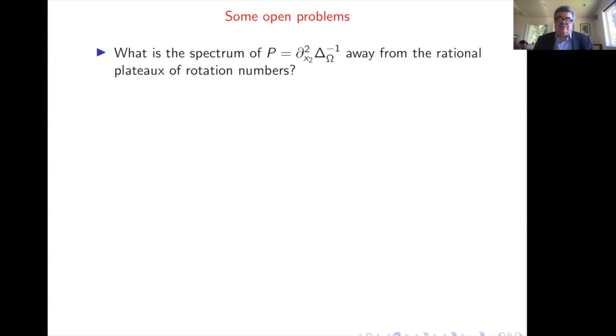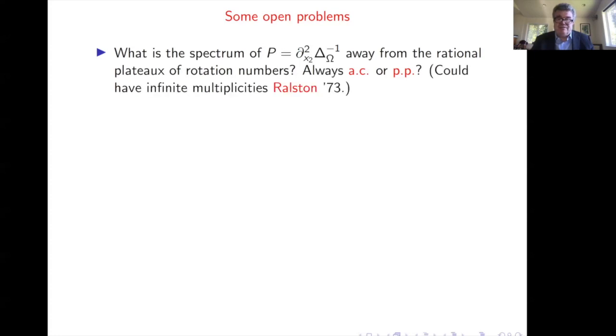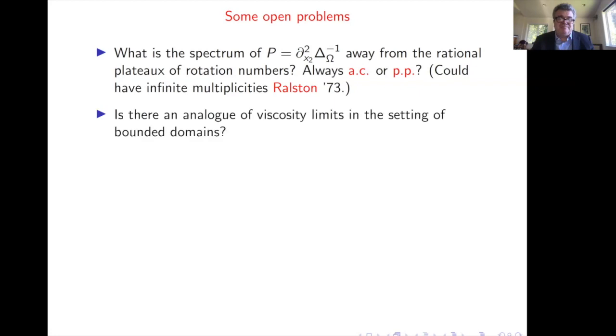Ralston made some contributions to that. I think under some assumption for a tilted square, he showed that you can have eigenvalues of infinite multiplicity. And I don't know whether the spectrum is pure point. My kind of naive conjecture would be that it is actually pure point dense, but I don't know. So you see, is it always absolutely continuous or pure point? Could there be singular continuous spectrum? Yes, so as I said, there could be infinite multiplicities.